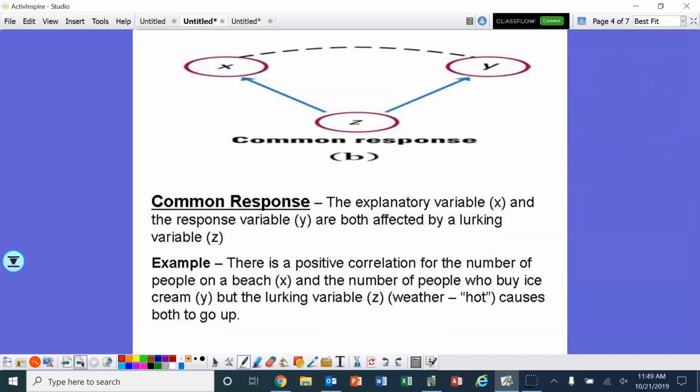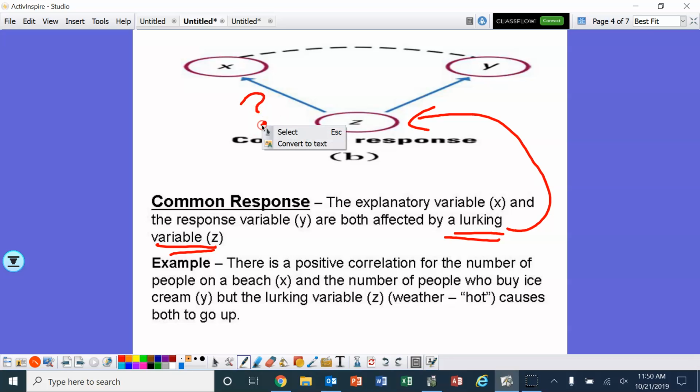What else is there? Well, there's a common response. That's when the explanatory variable x and the response variable y are both affected by a lurking variable z. So it's kind of getting mixed up. Okay, we don't know if z is affecting the x and the y, or it looks like there's going to be a relationship between x and y. However, there's an outside factor, that lurking variable.